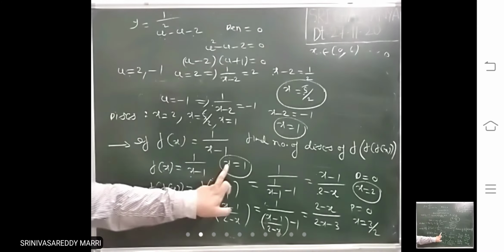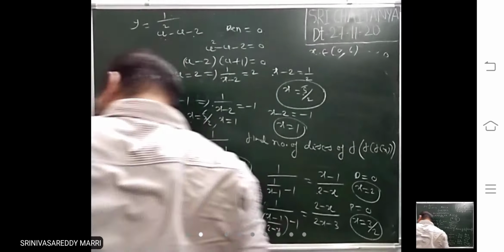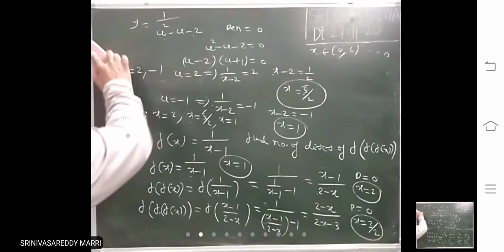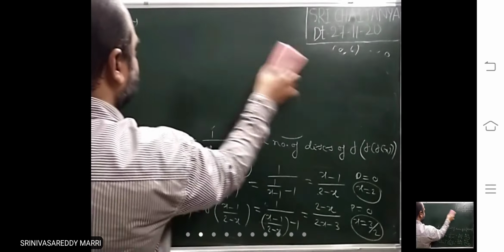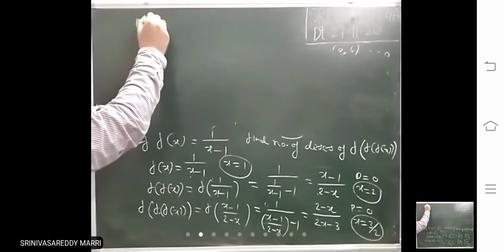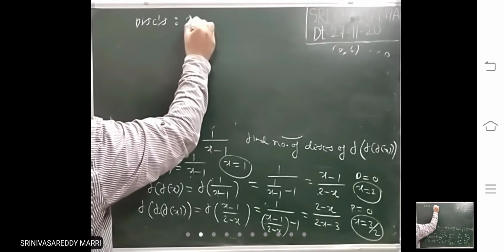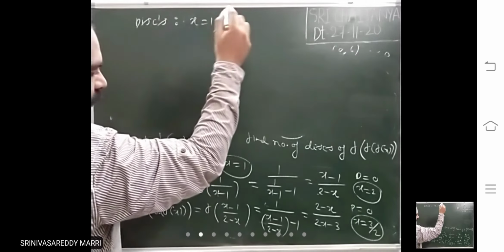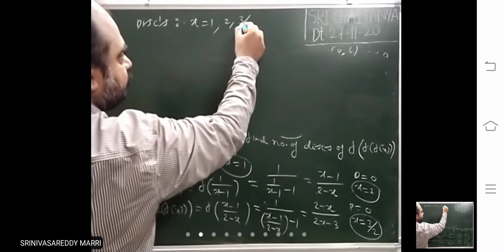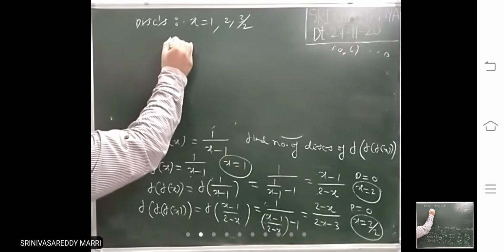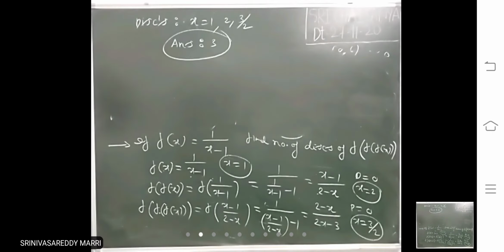Therefore, x equal to 1, x equal to 2, x equal to 3 by 2: 3 discontinuities. So the discontinuities are x equal to 1, 2, 3 by 2. He is asking the number of discontinuities. The answer is 3.